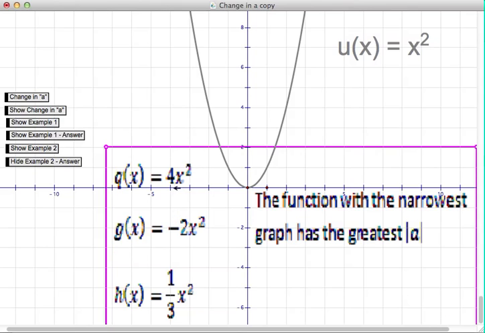When we're talking about how wide or narrow those graphs are, it does not matter if it's facing up or down. If we ask, is it positive? That means it's facing up. If it's negative, it's facing down.